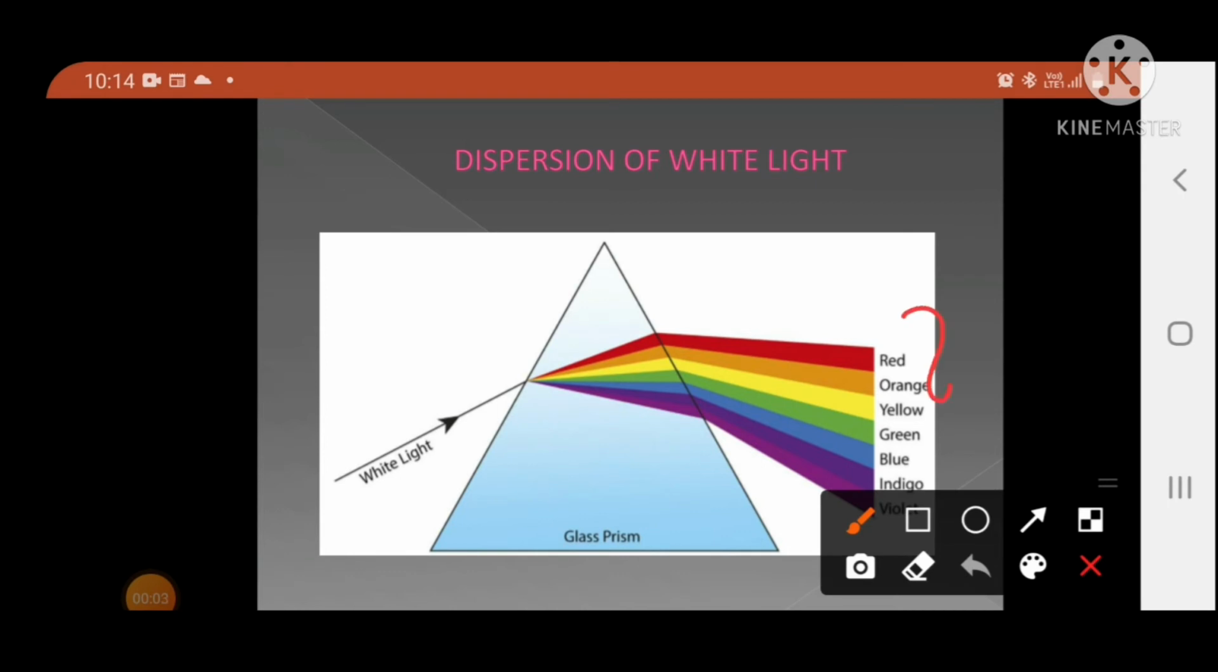So the band of these 7 colors is called the spectrum of white light, and the splitting of white light into 7 colors is called the dispersion of white light.